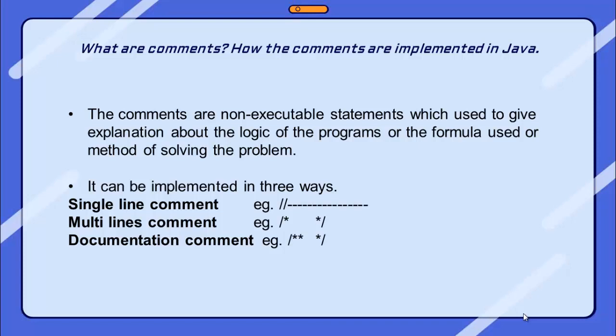What are the comment statements? How are they implemented in Java? The comment statements are non-executable statements which are used to give an explanation about the logic of the program or the formula used, or the method of solving the program. There are three different comment statements: one is single line, the second is multi-line, and the third is documentation. You have to write an example.